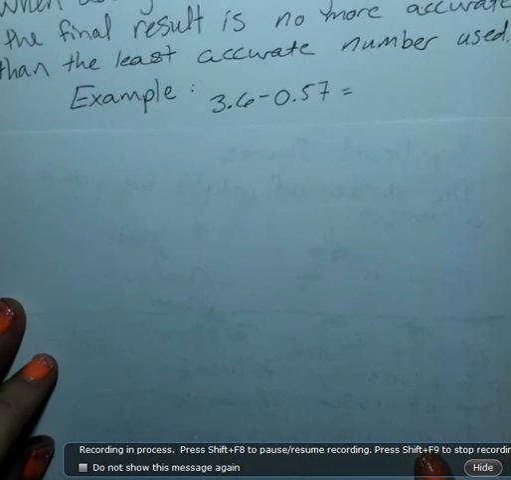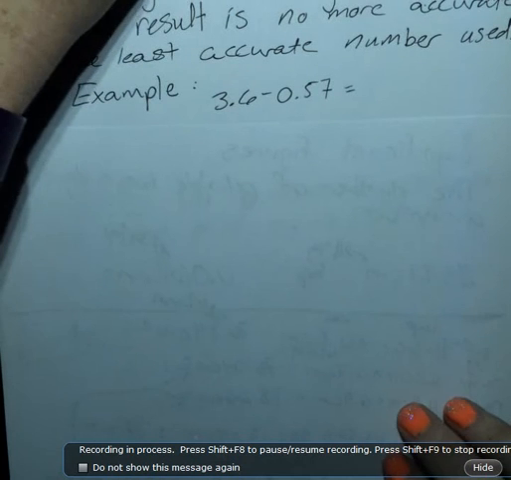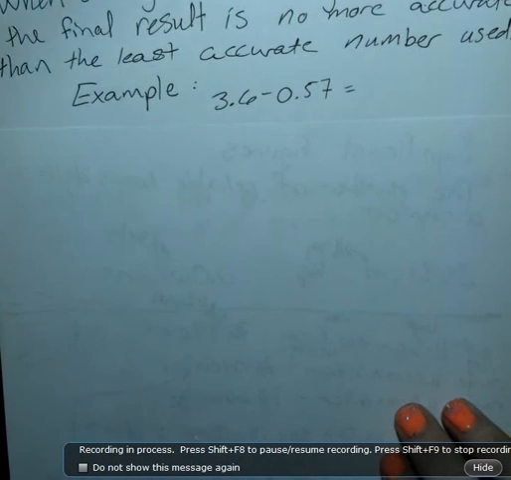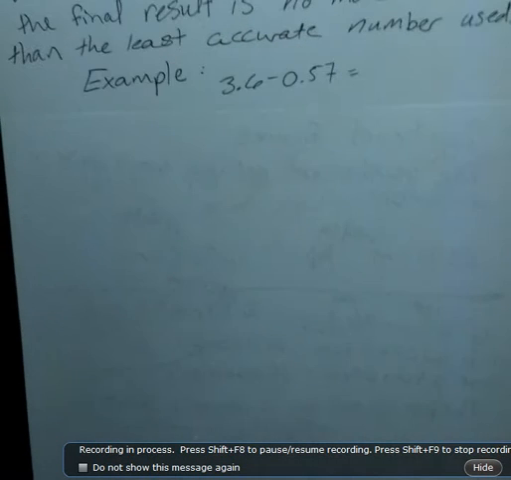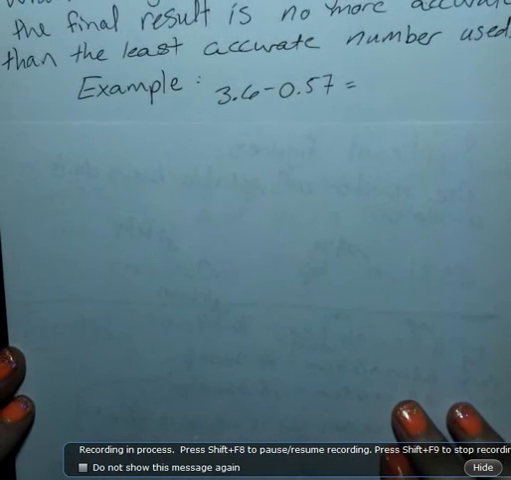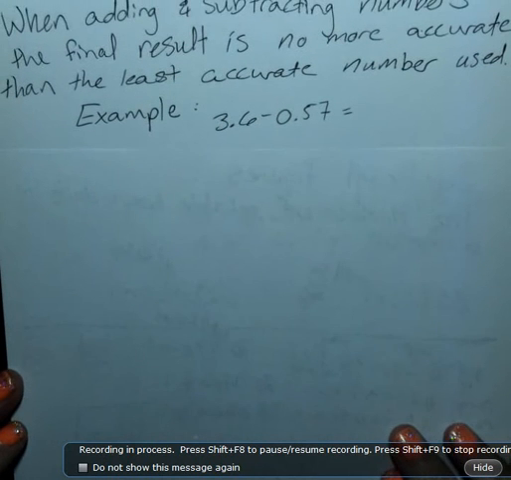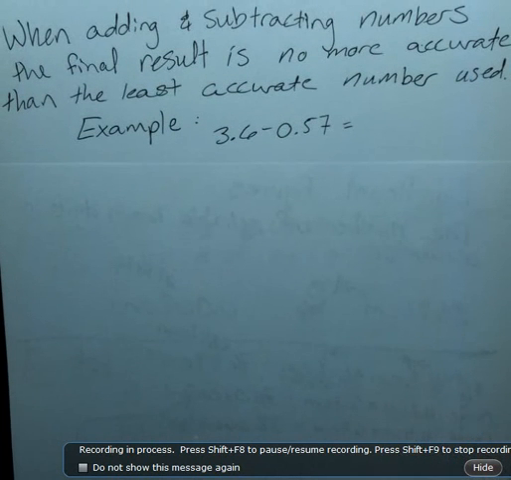So that's multiplication and division, but those are not the only type of significant problems that you're going to have to manipulate. You're also going to be adding and subtracting. And so we're going to take a look at how the rule is different when you're adding and subtracting. And I always think that when you're adding and subtracting that this is a little bit more intuitive. So when you're adding and subtracting numbers, the final result is no more accurate than the least accurate number used.